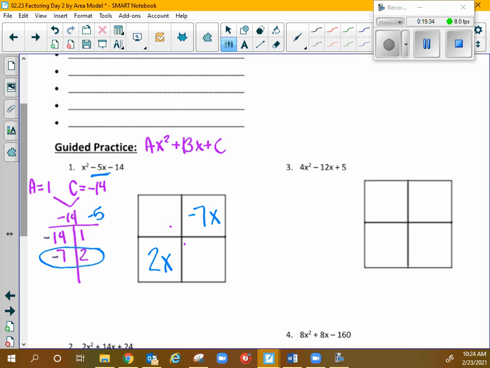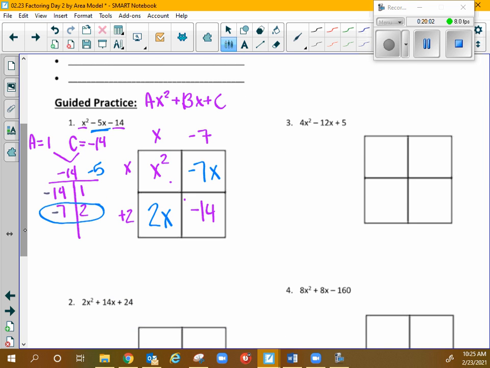What are these 2 values? X squared and negative 14. Those ones are easy to place because it's just your ax squared and your c. Yep. X minus 7 times x plus 2. So your answer is x minus 7 times x plus 2.